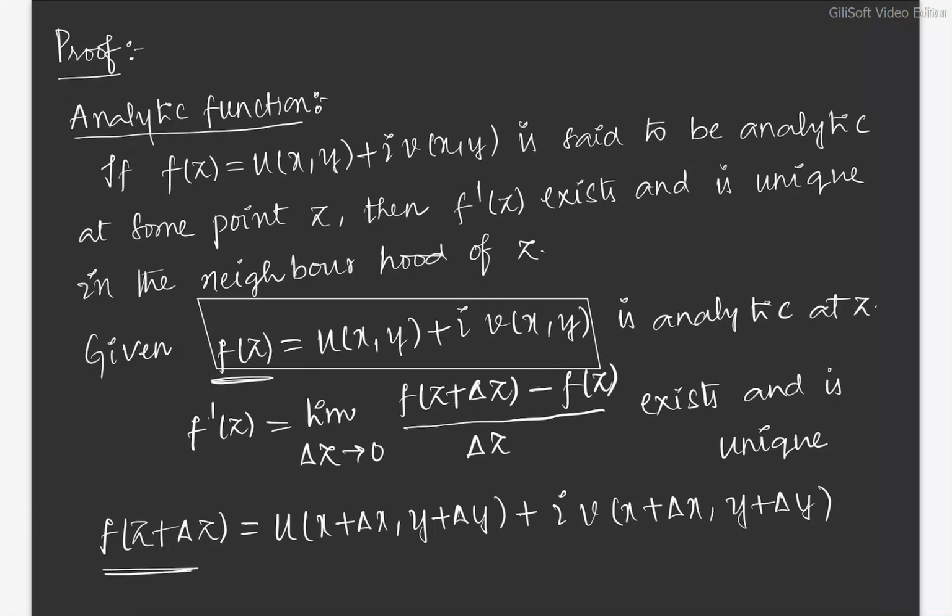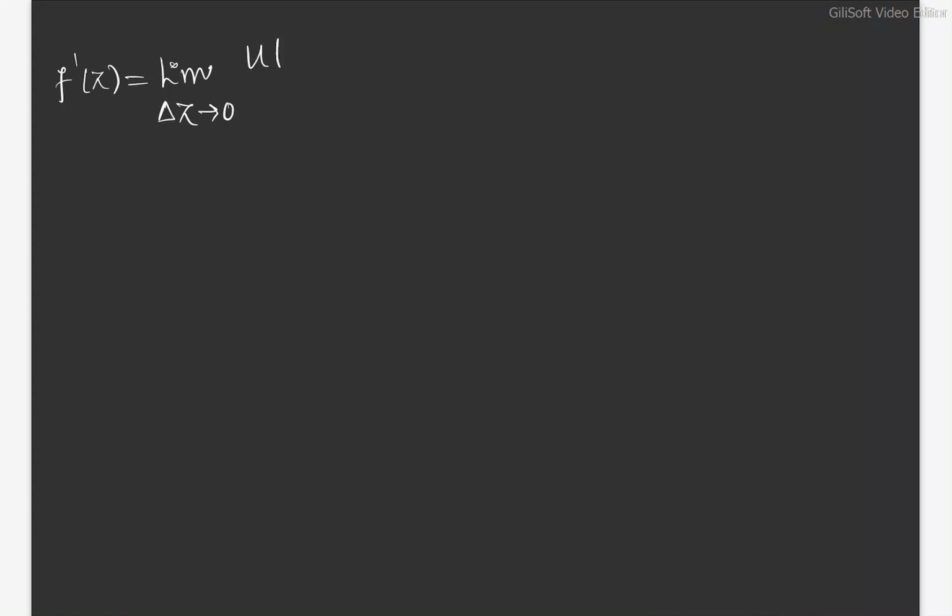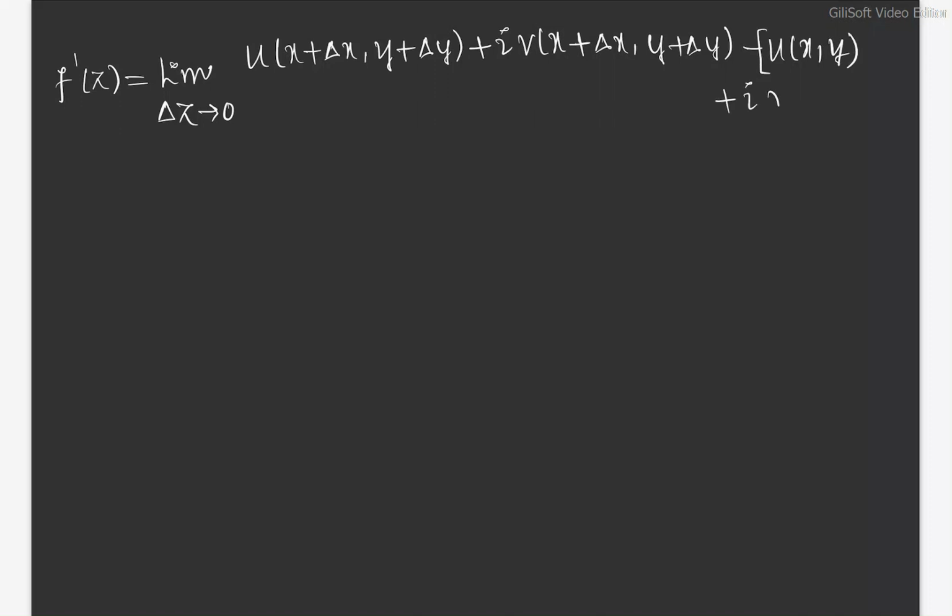So using f of z plus delta z and f of z, what is f dash of z? f dash of z is equal to limit delta z approaches to 0, and f of z plus delta z can be replaced by this value. We will get u of x plus delta x, comma, y plus delta y plus i times v of x plus delta x, comma, y plus delta y, minus u of x comma y plus i times v of x comma y, whole divided by delta z. Take it as equation number 1.